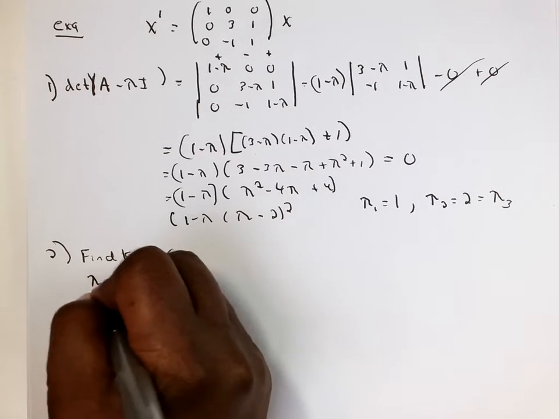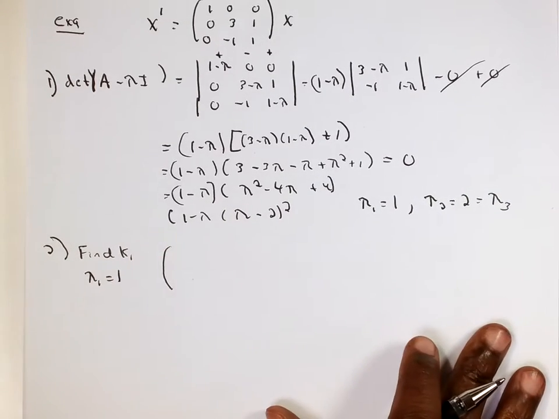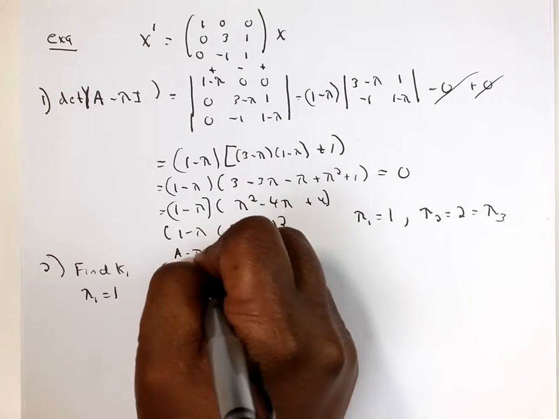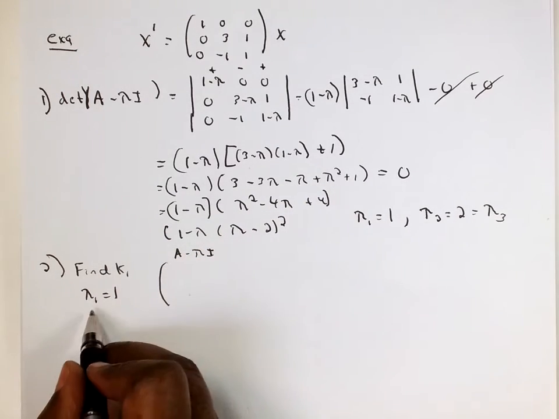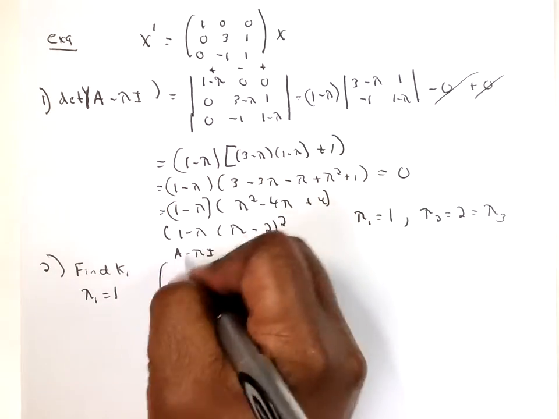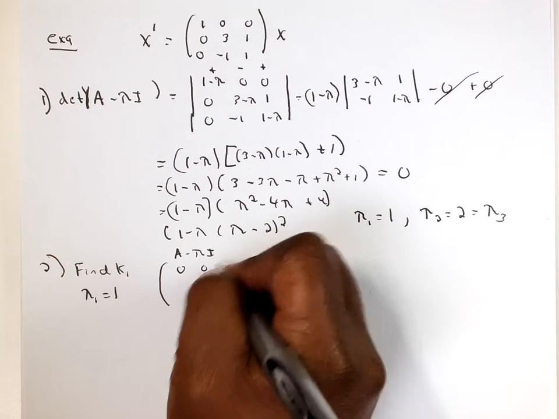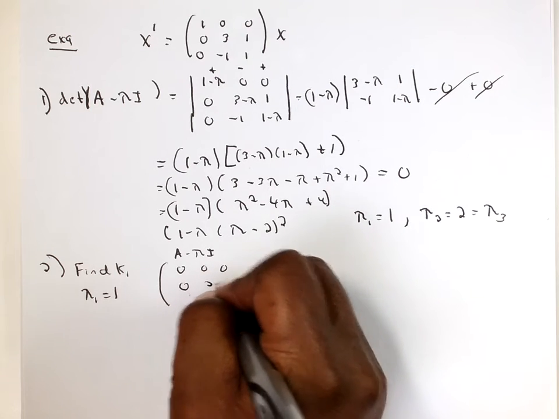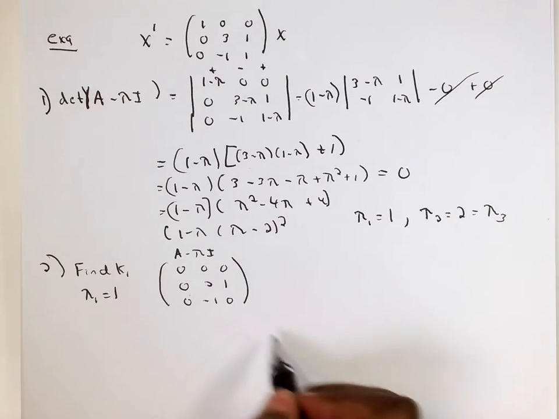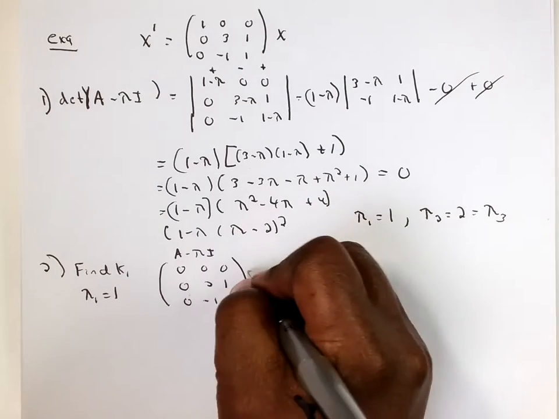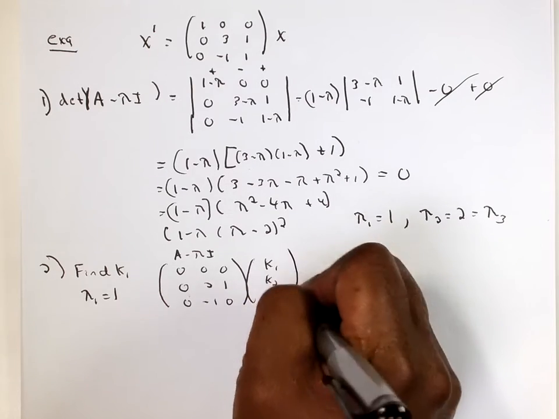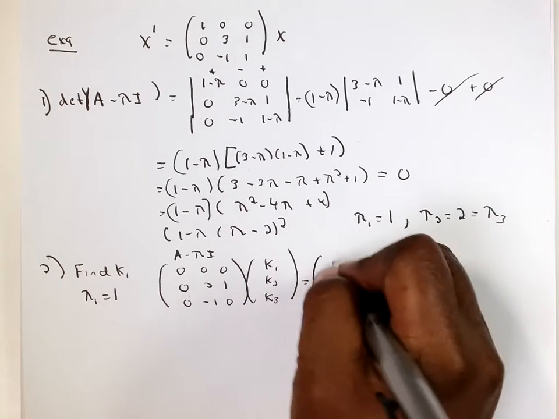So lambda 1 is equal to 1. And first I need A minus lambda I. So since lambda is 1, A minus lambda I, here's my A, is going to yield 0, 0, 0, 0, 2, 1, 0, negative 1, 0. Just subtracting 1 off the diagonals. And then we have our vector K, and it equals 0.